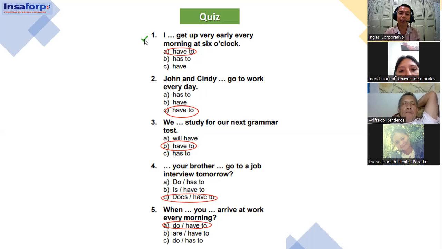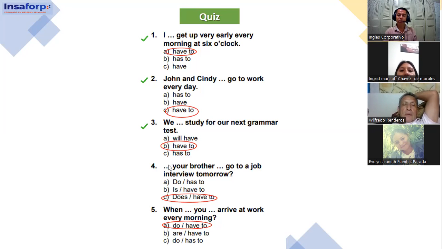Now, number one is: I have to, correct, right? Number two, Moises answered. He says, John and Cindy have to go to work every day. I'm sorry, Moises, but you're totally right. Correct. Number three, we have to. Yes, correct. Number four, me. Sorry, is letter B number four, Wilfredo? No, for me, the four is B. For you, it's B, right?